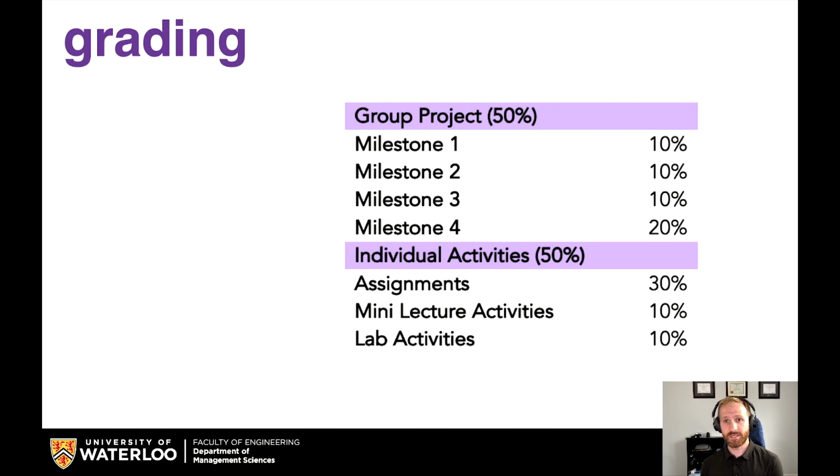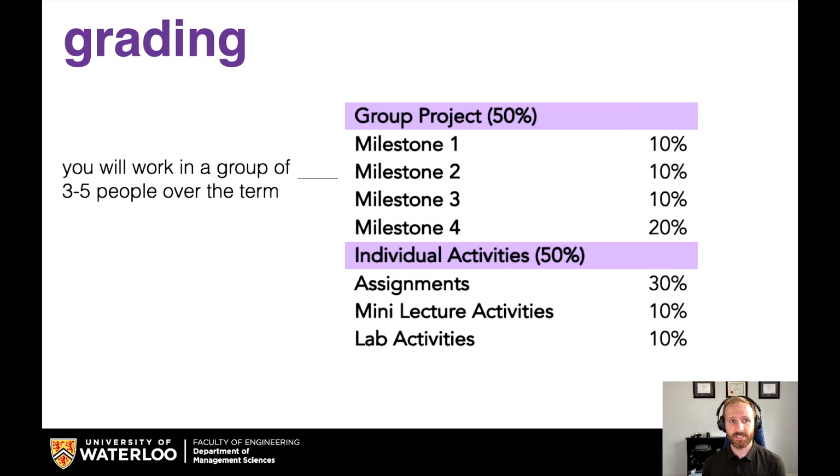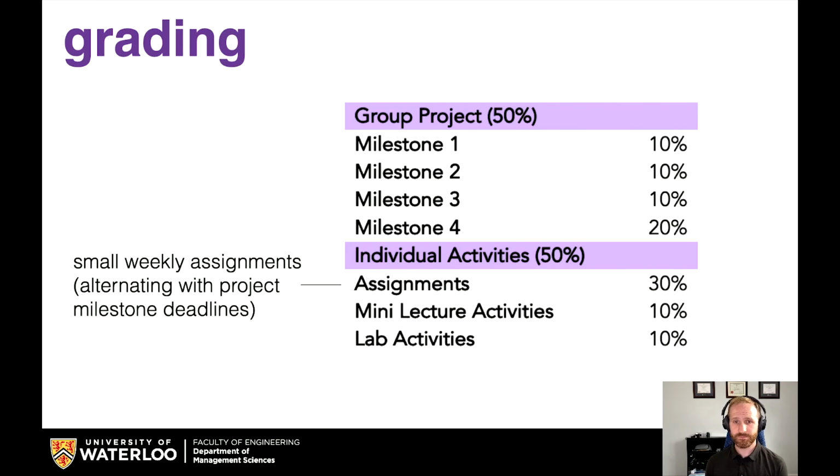This is what the grading will look like. It's a little bit modified from an in-person delivery of the course. You will have 50% of your grade as a group project, broken into 4 milestones. You will work in a group of 3 to 5 people over the term to do each milestone. Half your grade will be individual activities, including weekly assignments. These will alternate with project milestone deadlines, so you have only one thing due a week.